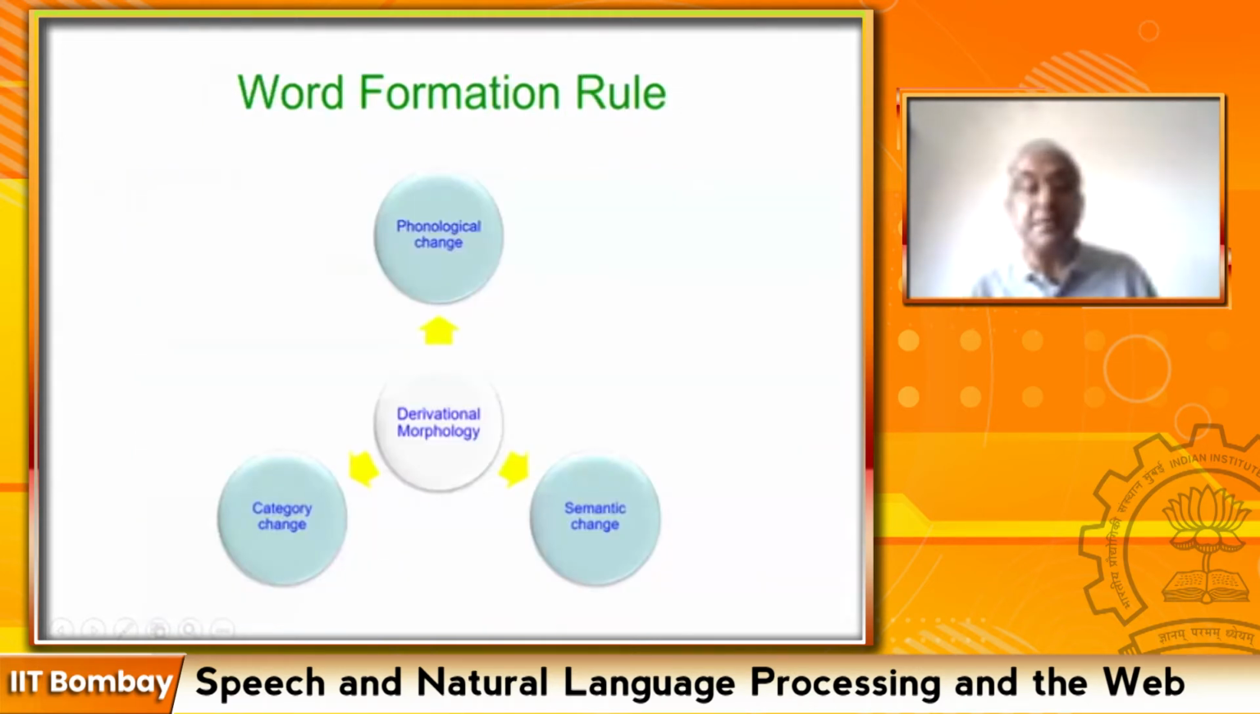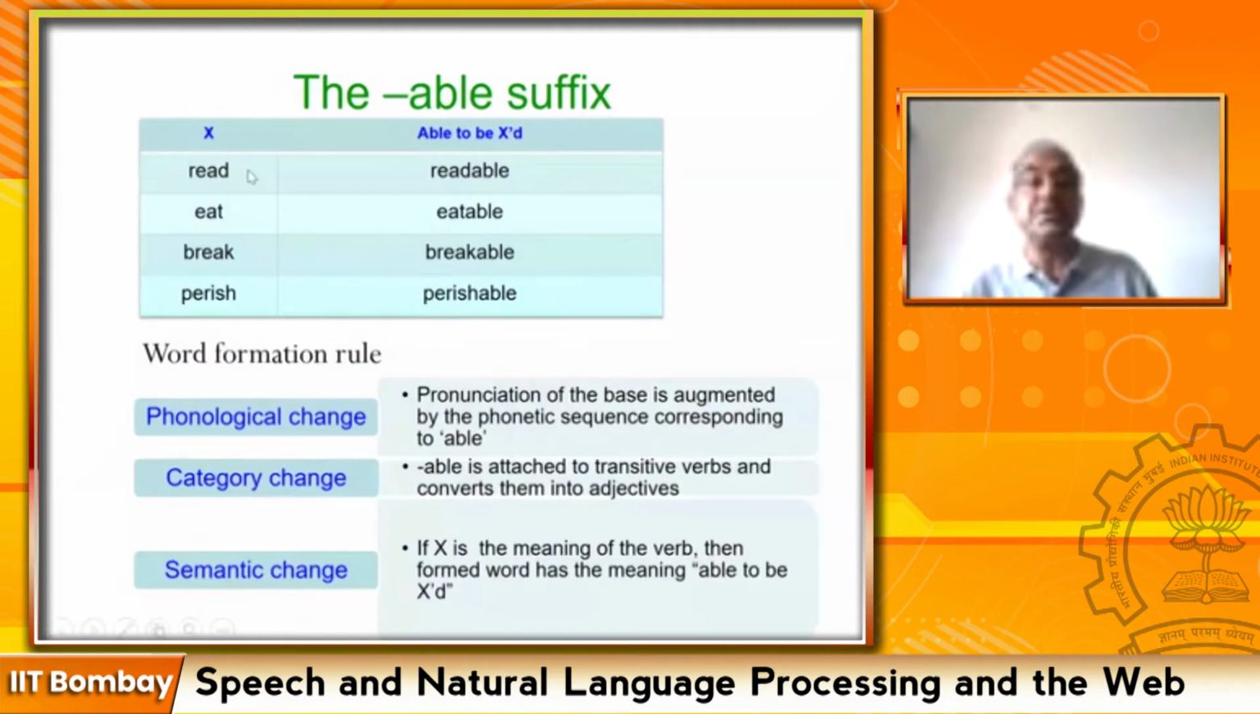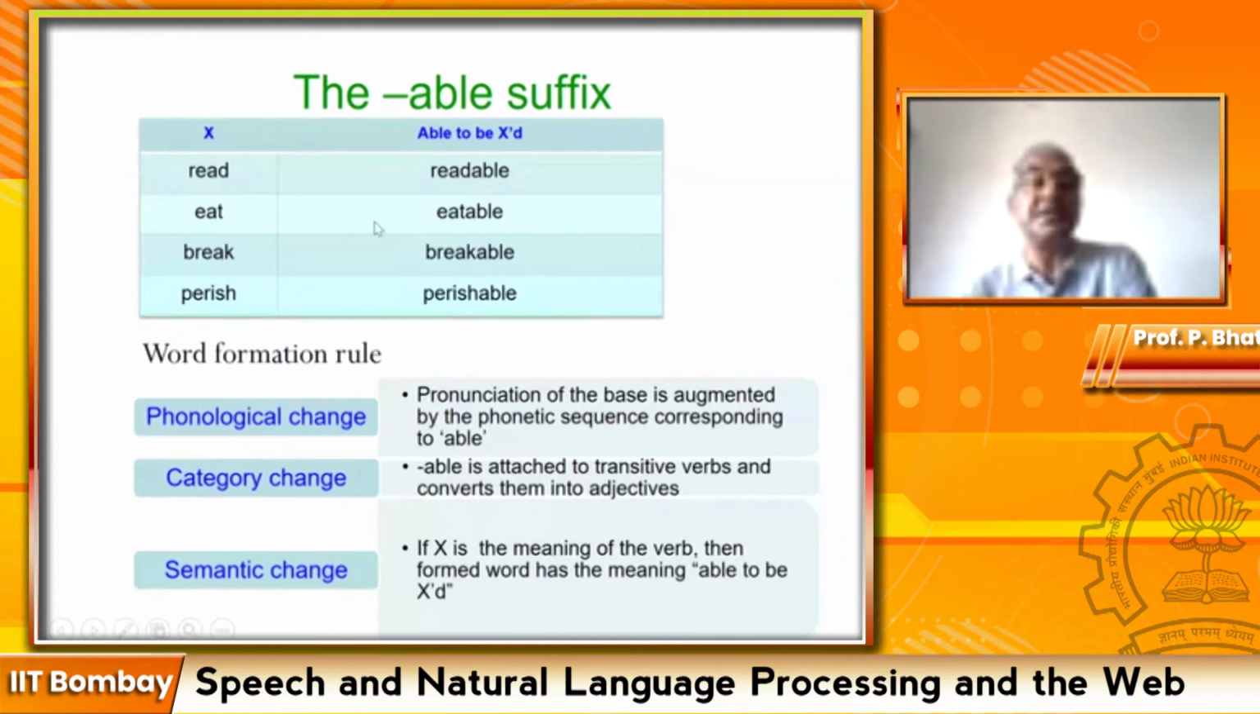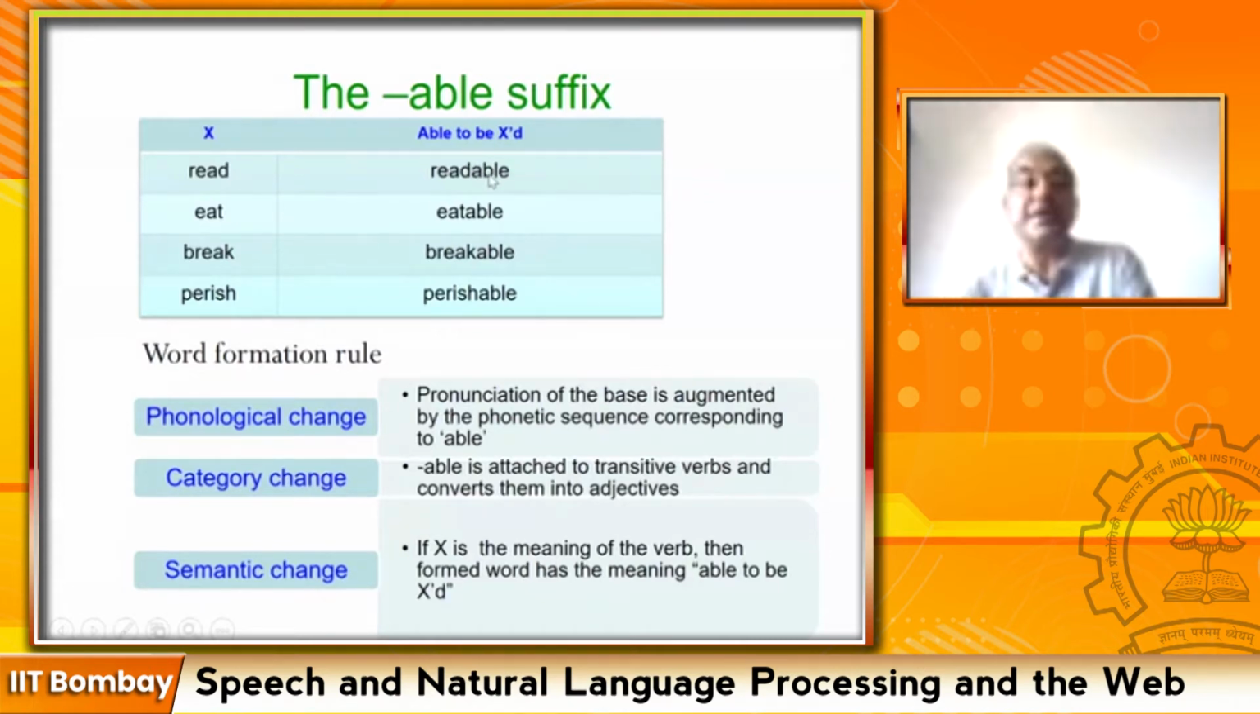But a more basic form of derivational morphology is through affixing. So read goes to readable. Read is a verb, readable is an adjective. Eat is a verb, eatable is an adjective. Break, breakable, perishable. Similarly, read could have become reader, where the verb gives rise to a noun. So from a verb you can have the adjective readable, and from a verb you can have the noun reader. It depends on the affix that is attached to the stem to produce the word.